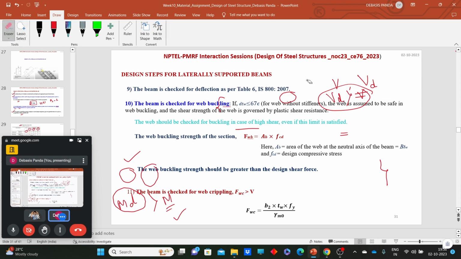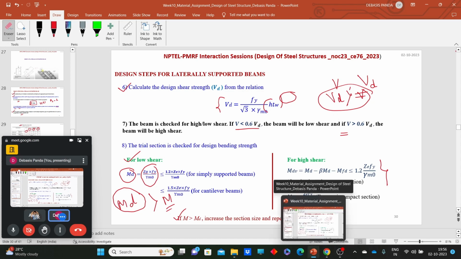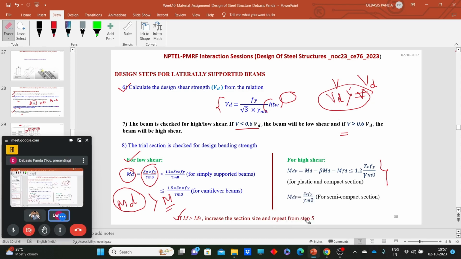Let me check. The eraser is actually not working. Okay. One second, let me close it and share it once again. Just wait for one minute.